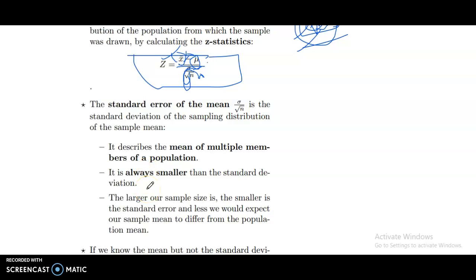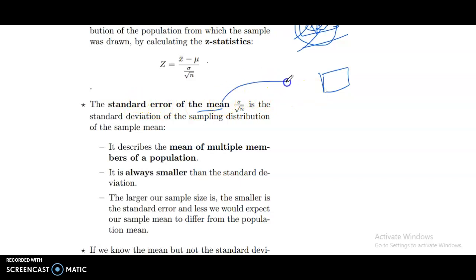The standard error of the mean. The standard error of the mean is the standard deviation of the sampling distribution.